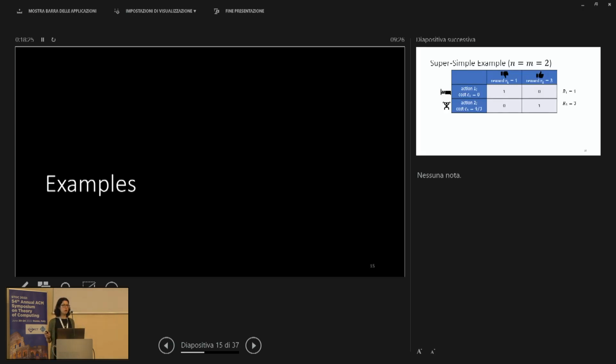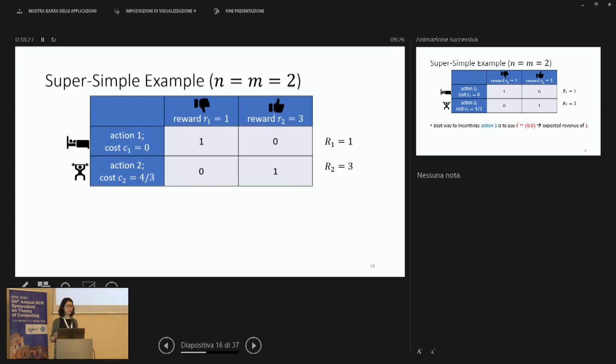I'm going to show now a couple of examples. The first example will be very simple. So here's that matrix that I asked you to imagine before. Here it is on the slide. This is a very simple setting. We have two actions, two rows. We have two rewards, two columns. And you can see the distributions on the rows. And this is why I say it's a super simple example. These distributions are just point mass distributions. So it makes everything very easy.